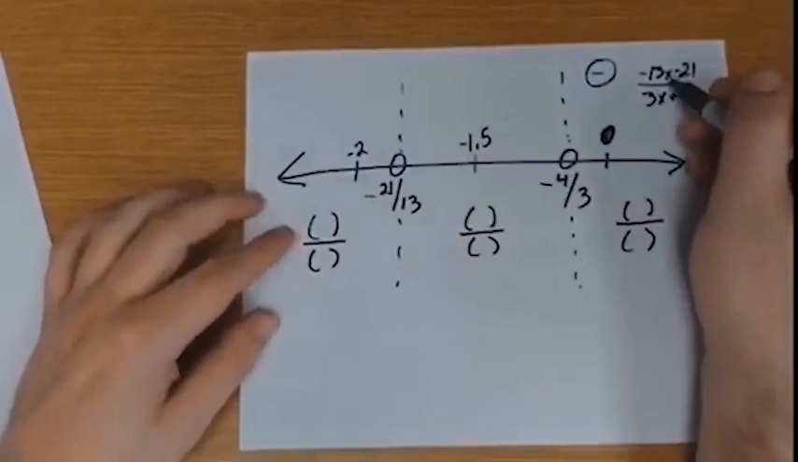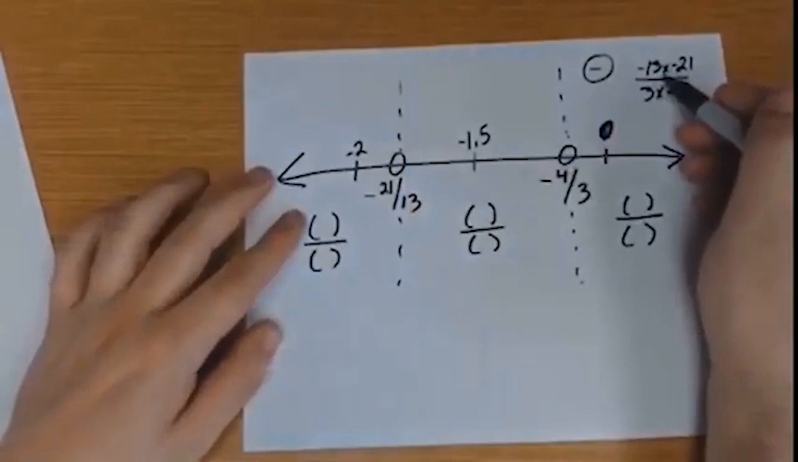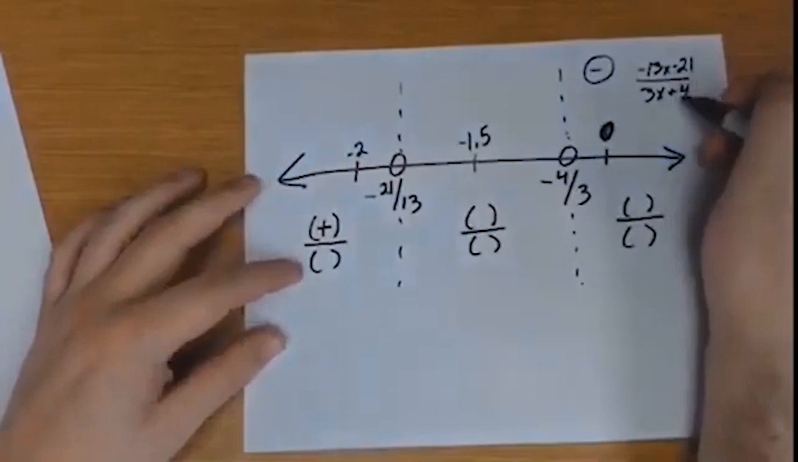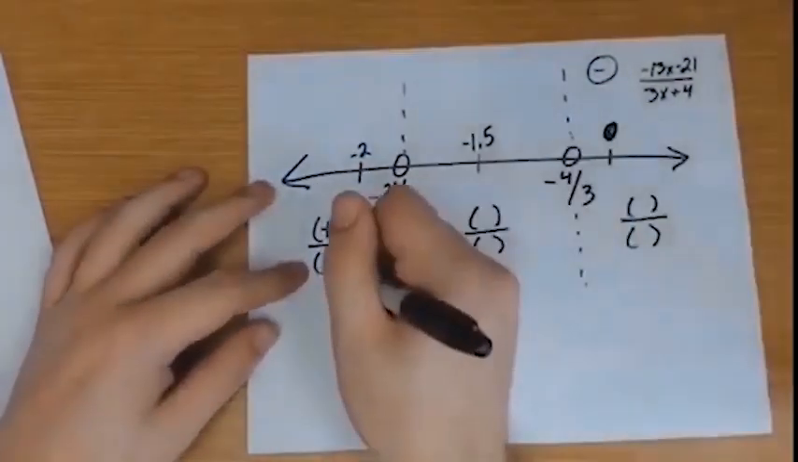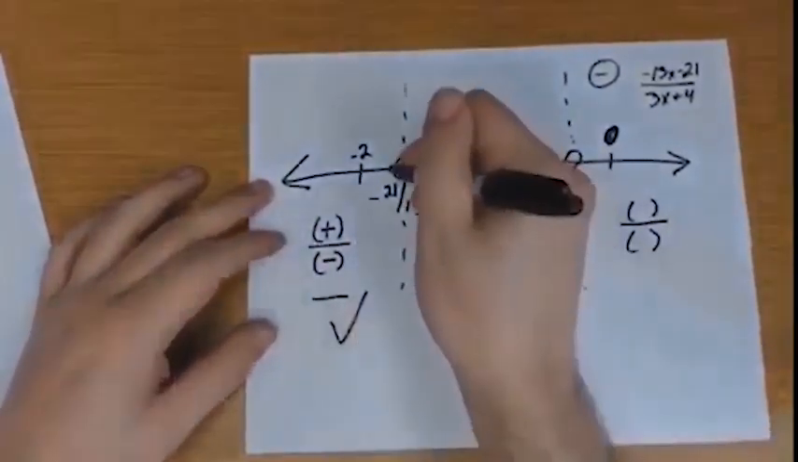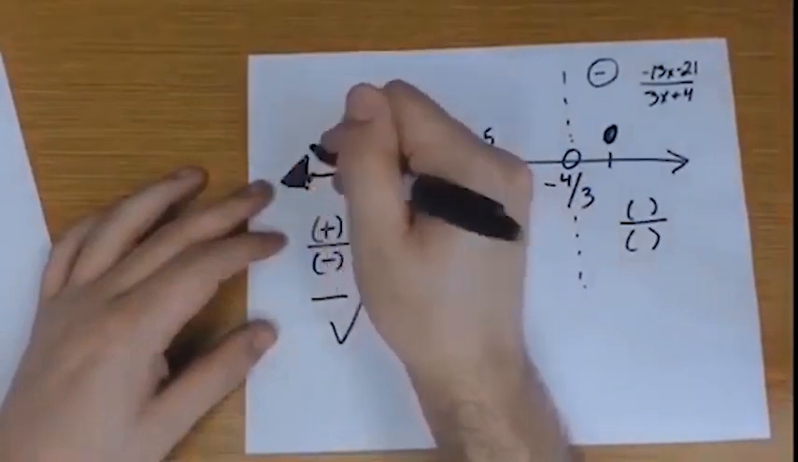If we put negative 2 in, it's negative 13 times negative 2, we get positive 26. Minus 21 is positive on top. The bottom, negative 6 plus 4 is going to be negative. So that's overall negative. It's what we want. So that section is shaded. Always shade in the arrow as well.